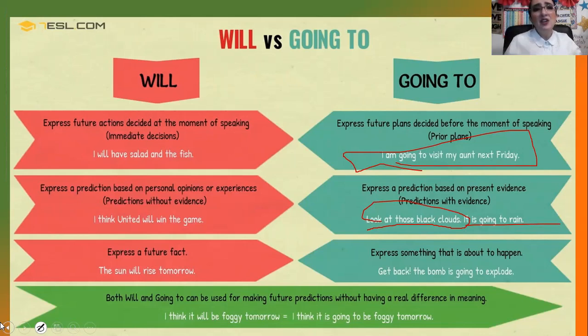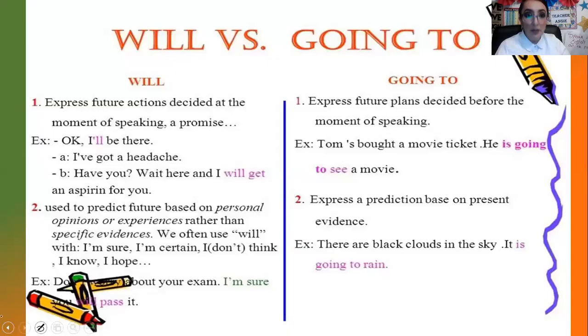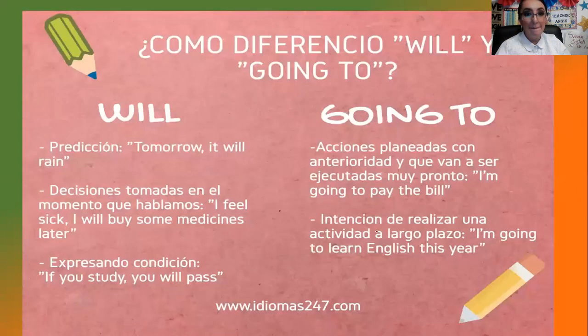Okay, if you're going to be giving a general prediction, you can use both. But if you're going to be making a real prediction where you have evidence, you are going to make use of going to. Okay, this is the review of going to, the same that I was explaining to you, I believe, okay? Here you are going to have an extra help in order to know the difference between will and going to. Okay.